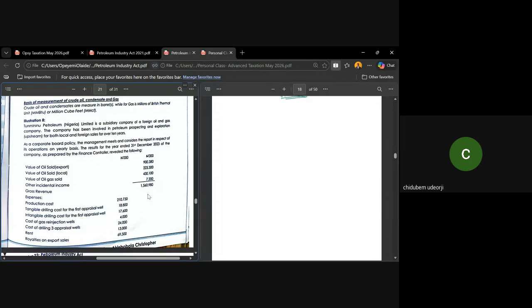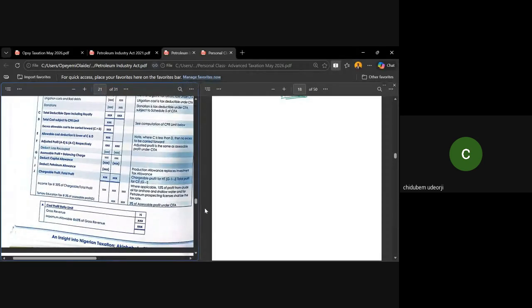Okay, at the corporate board policy, the management meets and considers the reports in respect of these operations on a yearly basis. The result for the year ended 31st December 2023 of the company, as prepared by the financial controller, all figures considered correct. We have value of crude oil sold for export and local.